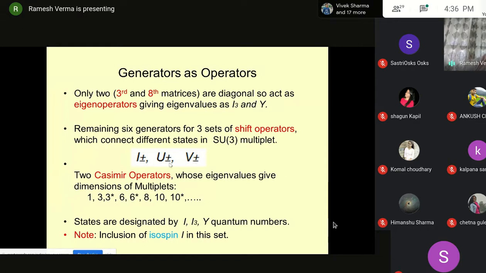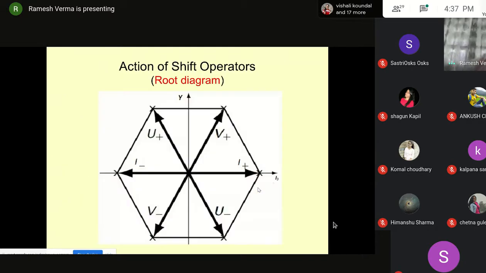But when we apply U plus-minus and V plus-minus, they act upon both hypercharge as well as isospin. So they change the value of the isospin third component by half, but they change the value of hypercharge by one or actually -1. They always come in pairs because if you want to go up the ladder, you have to come down also. So these are the actions of the three shift operators. Technically, it is called the root diagram of the SU3 group.